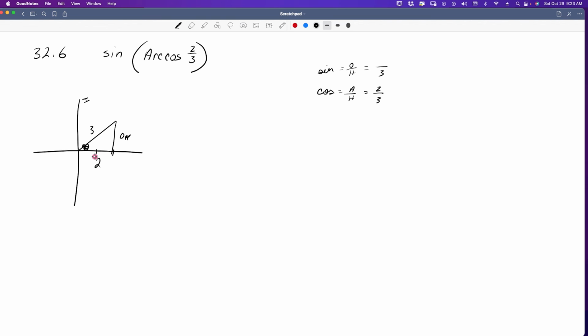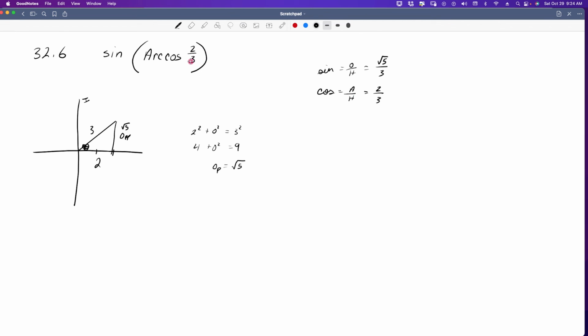We can do that with Pythagoras theorem really easy. That's what we're going to use. So we have 2 squared plus the opposite squared is equal to 3 squared. So 4 plus opposite squared is equal to 9. Subtract 4 from both sides. The opposite squared is going to equal 5, because 9 minus 4 is 5. We unsquare both sides. The opposite is the square root of 5. So now we can put this in right here, square root of 5. Now we can find the sine, square root of 5 over 3. That's it. That's all we had to do.